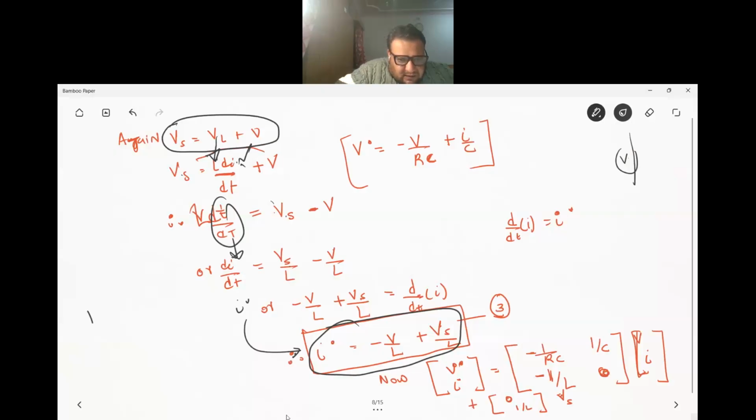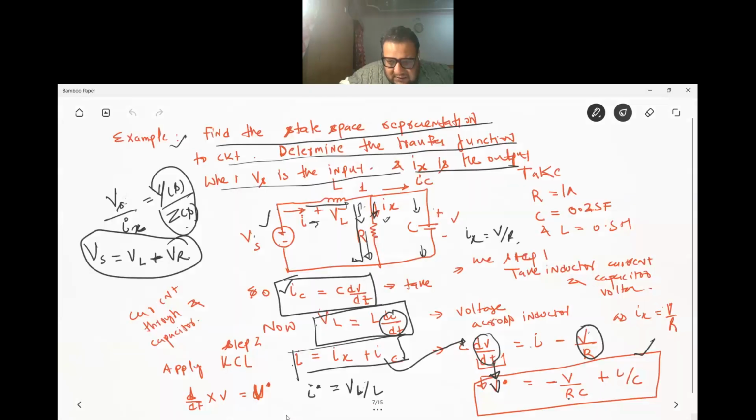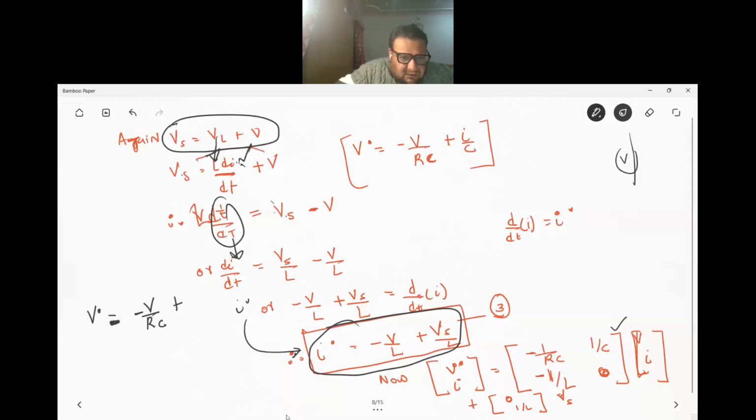So now I have V dot equal to minus V by RC, correct? And plus I by C, right? If you go back to the equation there, you can check it is plus I by C. I could make out from that equation only. Now your I dot value we saw, right? What is your I dot? I dot is minus VL by L plus Vs by L. So you have to put it in this form.